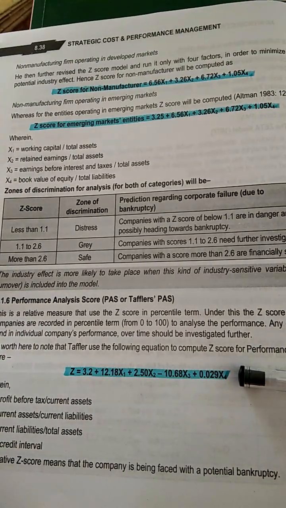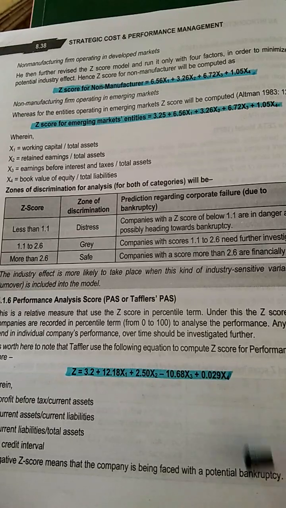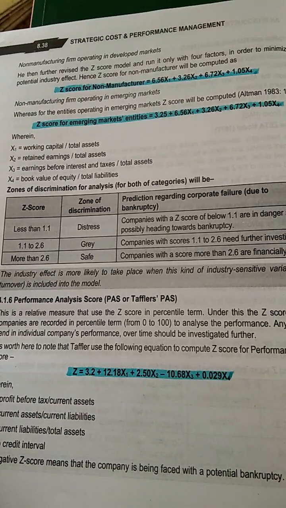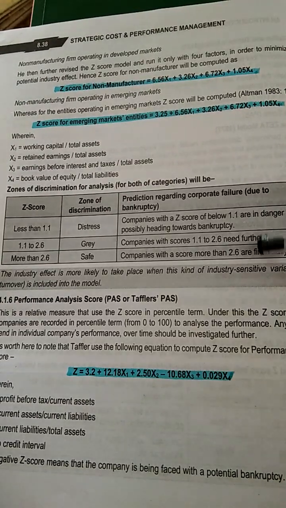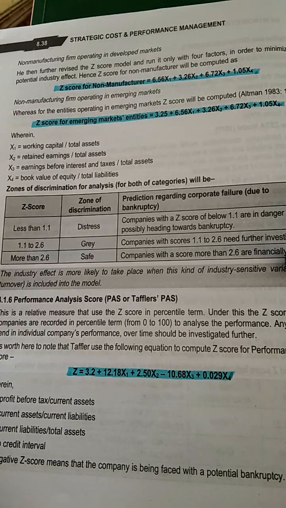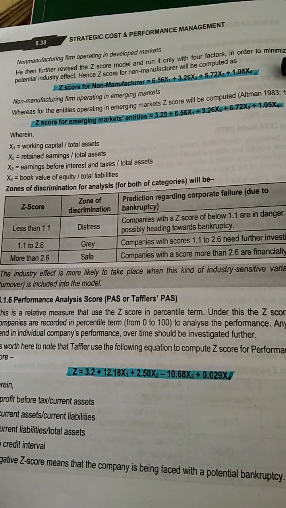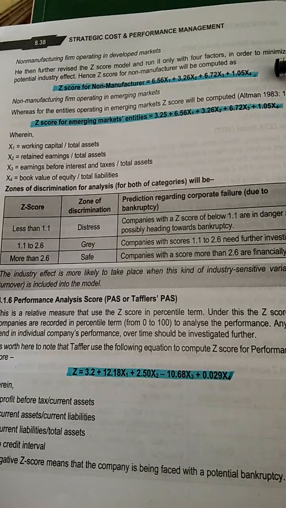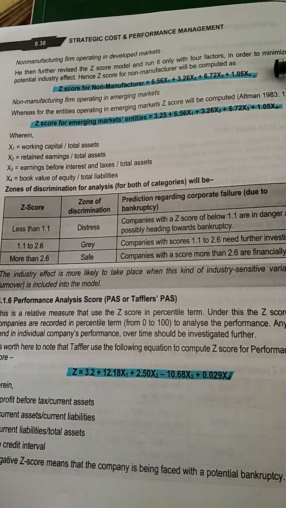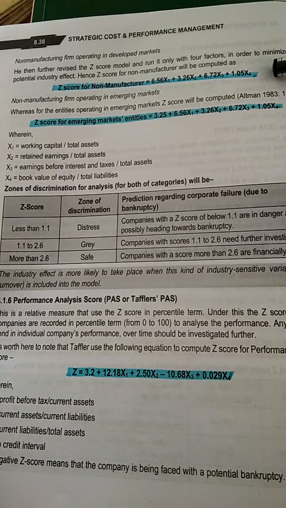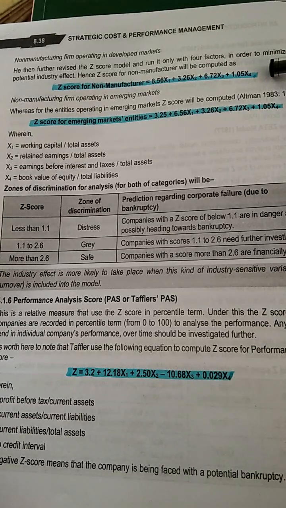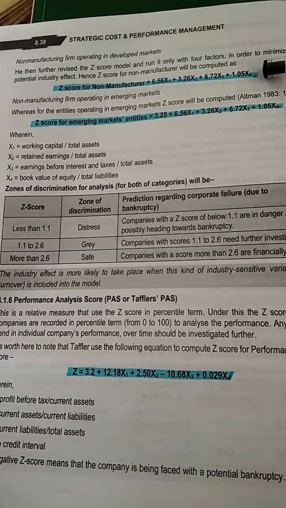And again you see the z-score for non-manufacturers. So this is the z-score for non-manufacturers that we have discussed: 6.56x1 plus 3.26x2 plus 6.72x3 plus 1.05x4. So these are non-manufacturing firms operating in emerging markets.